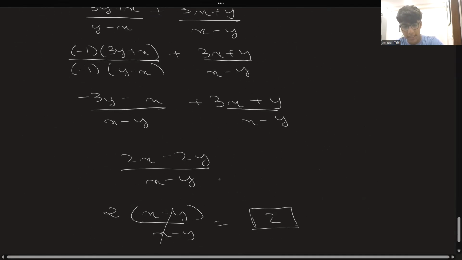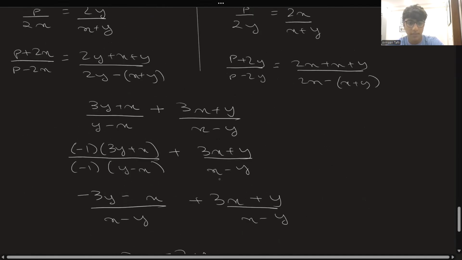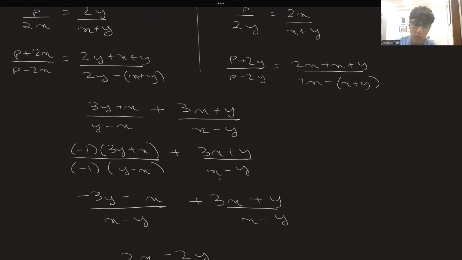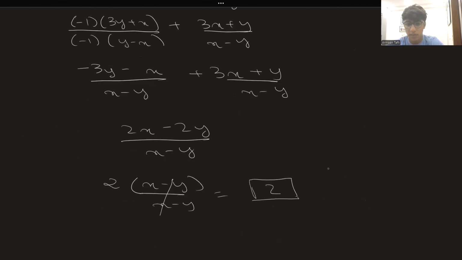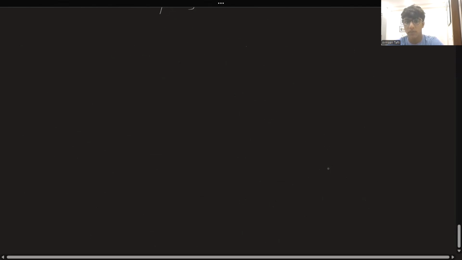2, right? And we used some pretty cool tricks here to get a quicker answer. We saw y minus x is just multiplied by minus 1 to get x minus y. So we multiplied both the numerator and the denominator by minus 1. And so we had a simpler calculation to do, and then we had to take out x minus y common, and we got 2. Okay, let's move on to our next question.